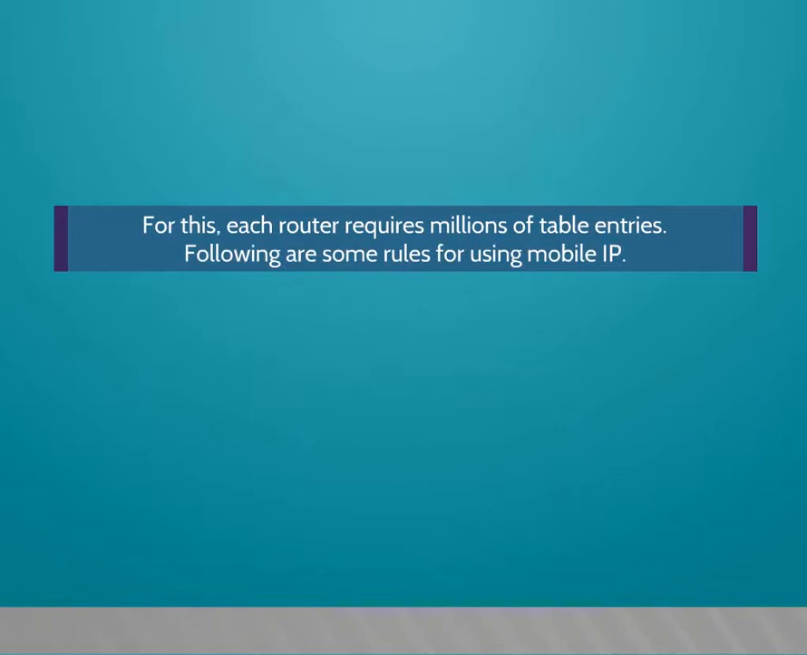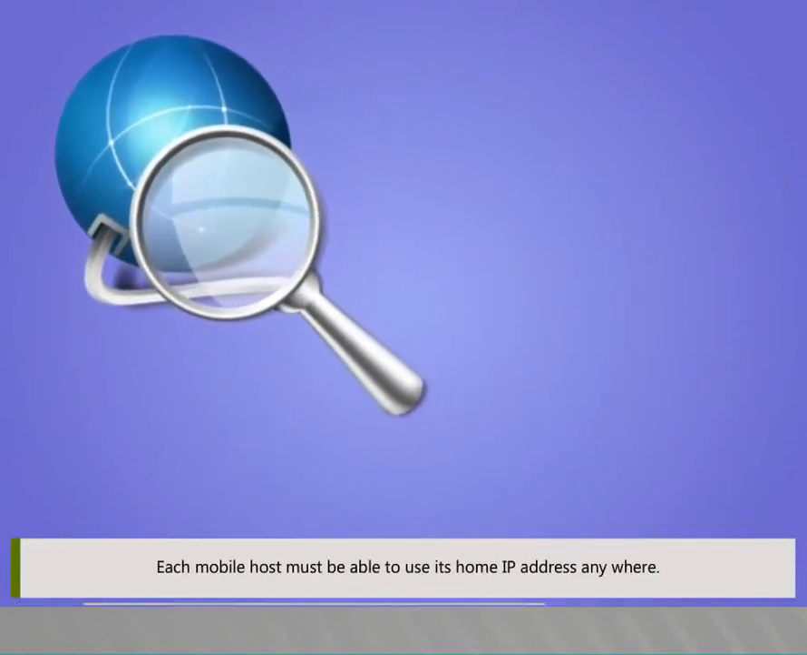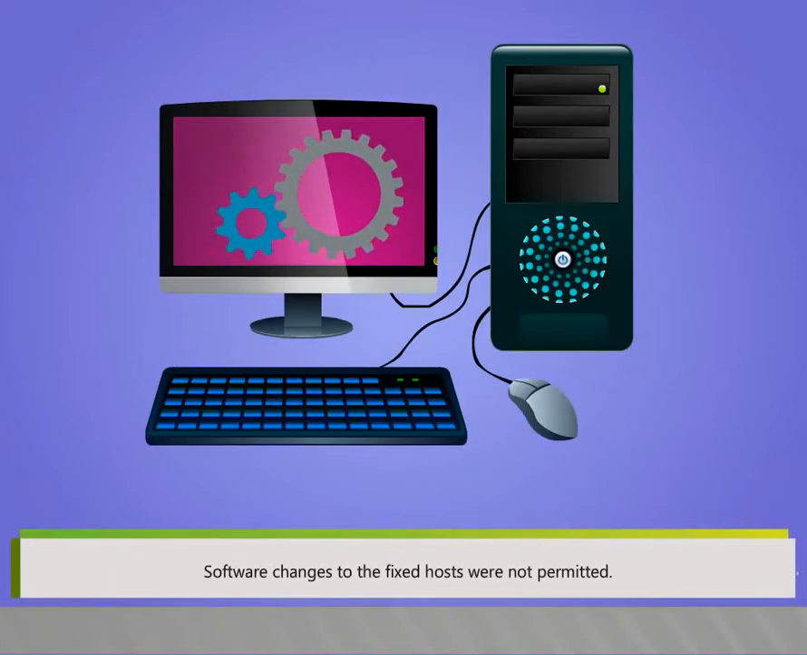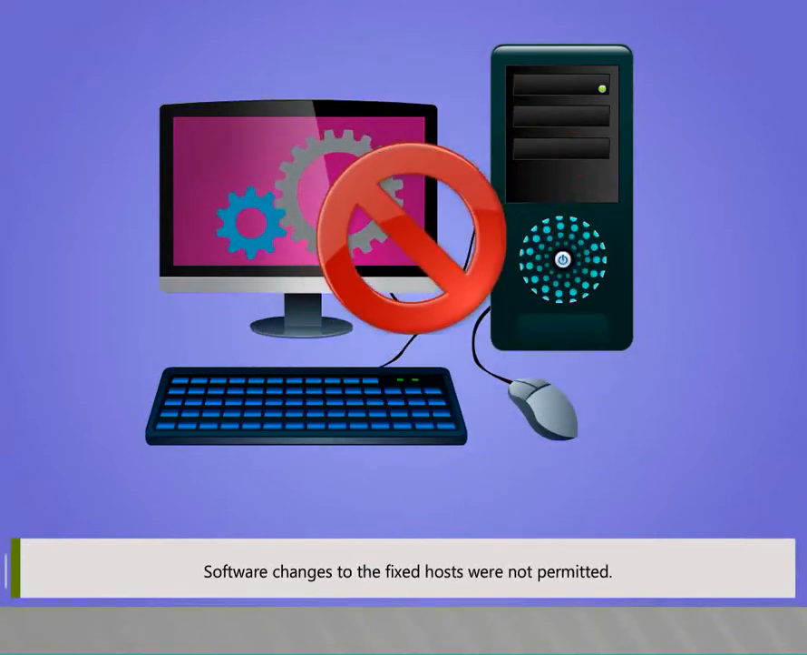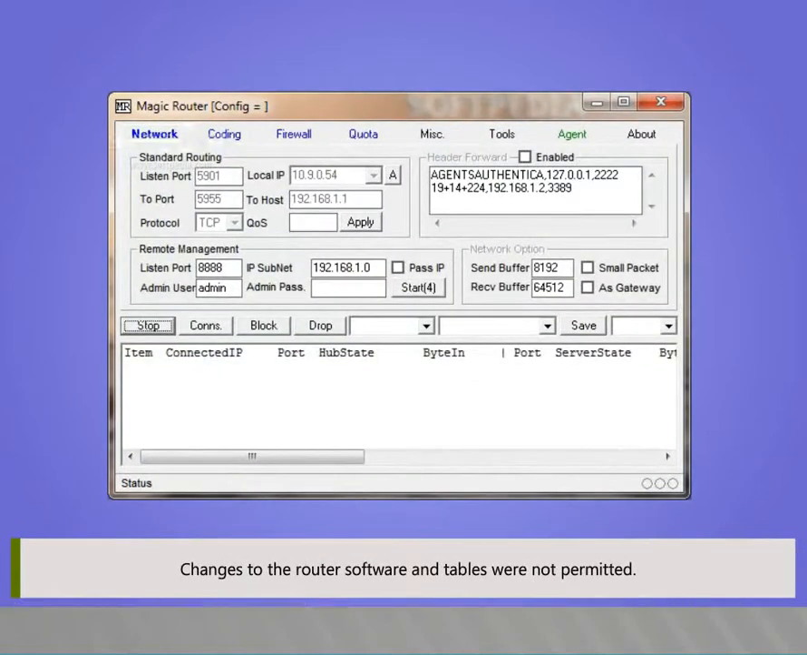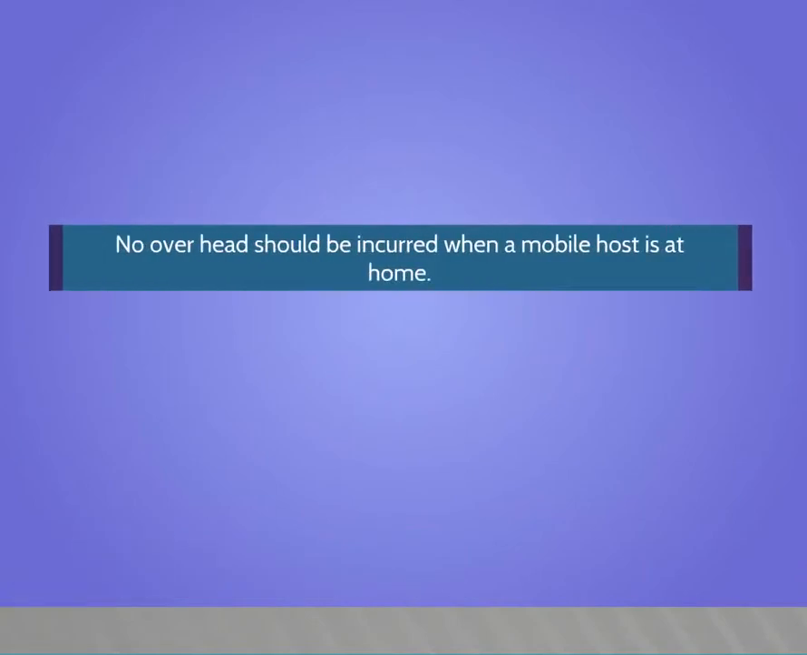Following are some rules for using mobile IP. Each mobile host must be able to use its home IP address anywhere. Software changes to the fixed host were not permitted. Changes to the router software and tables were not permitted. No overhead should be incurred when a mobile host is at home.